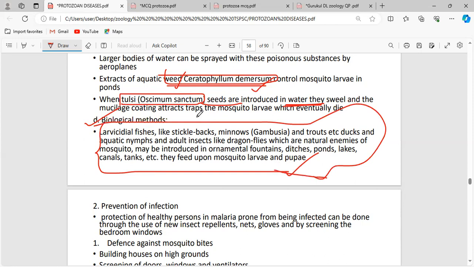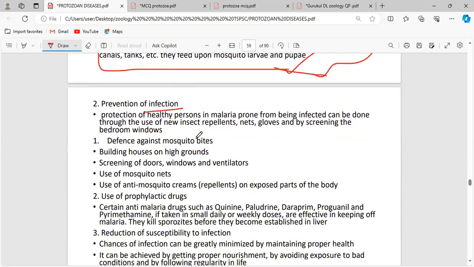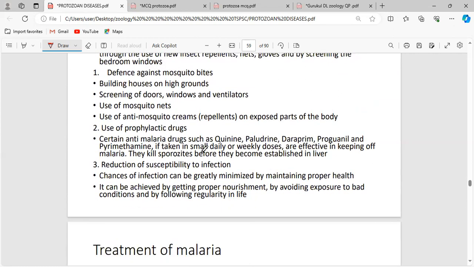You have to be aware of those organisms, and how we can prevent the infection by some hygienic methods. Defense against mosquito bites, building houses on high grounds. If you are upstairs, the mosquito population will be very low. If you are on the ground floor, the mosquito population will be very high, because the mosquito can't fly to some of the heights. That is why, by building houses on high grounds, we can avoid mosquito bites. Mosquito nets, creams, and some repellents have also been used.